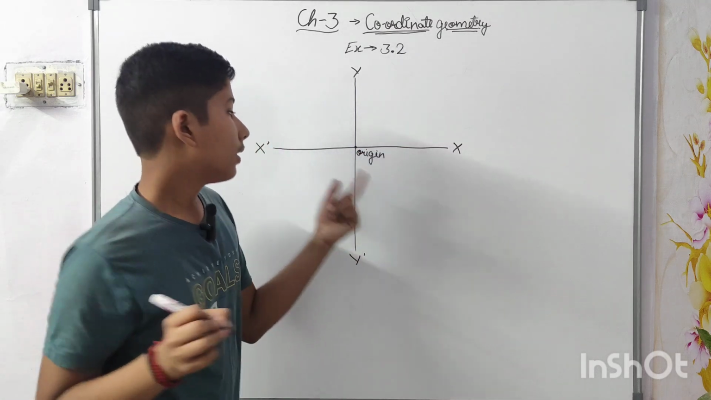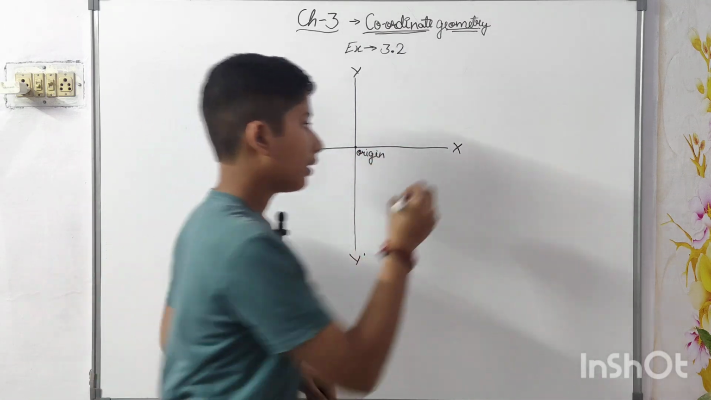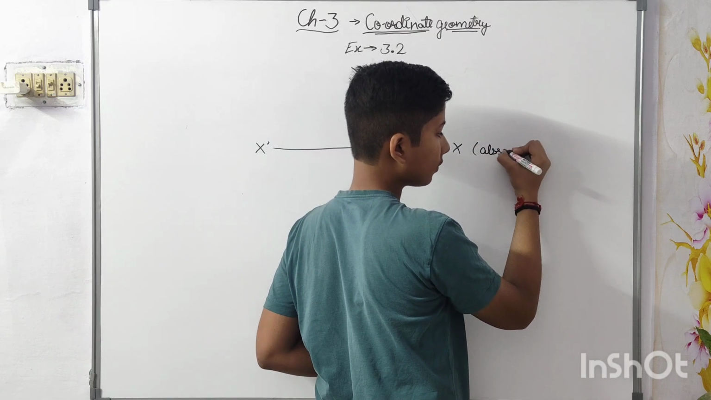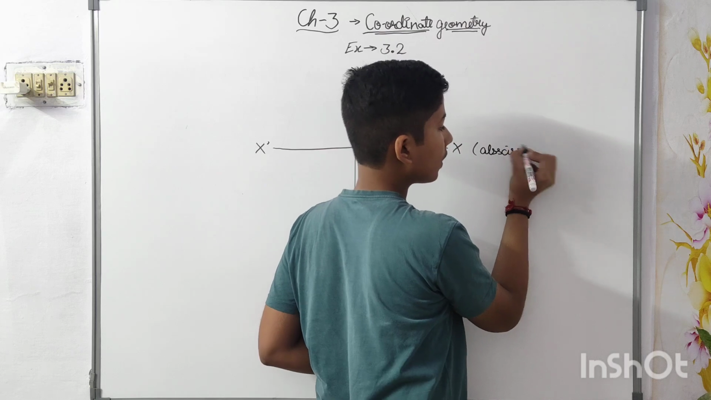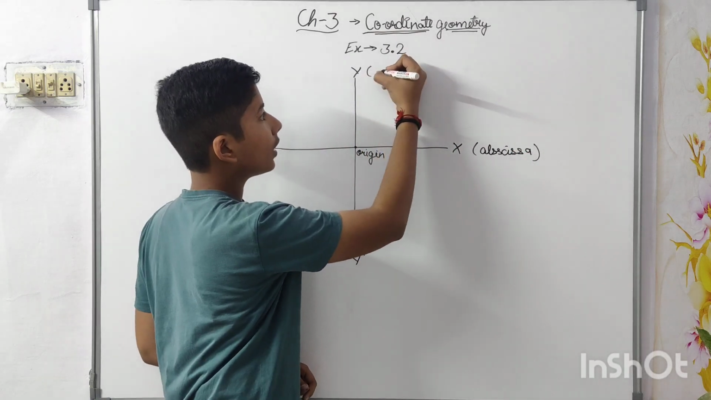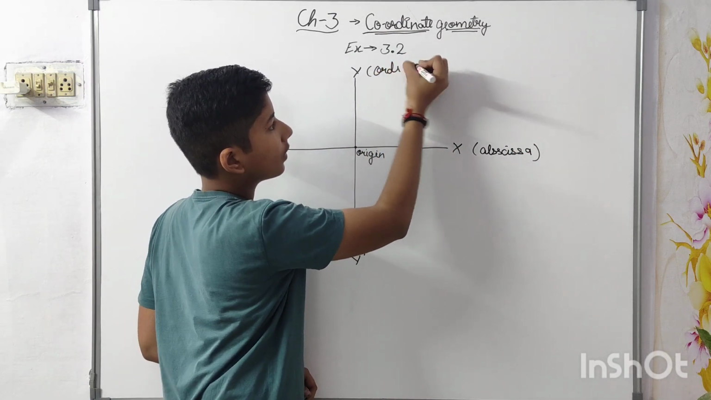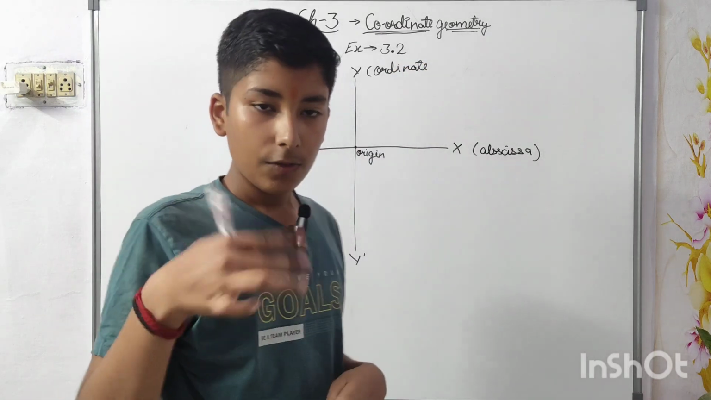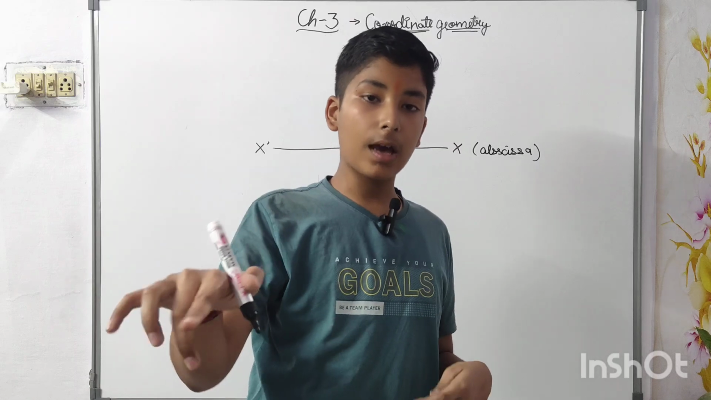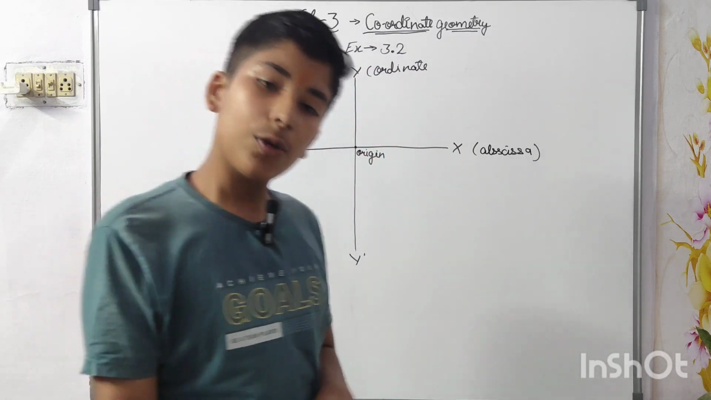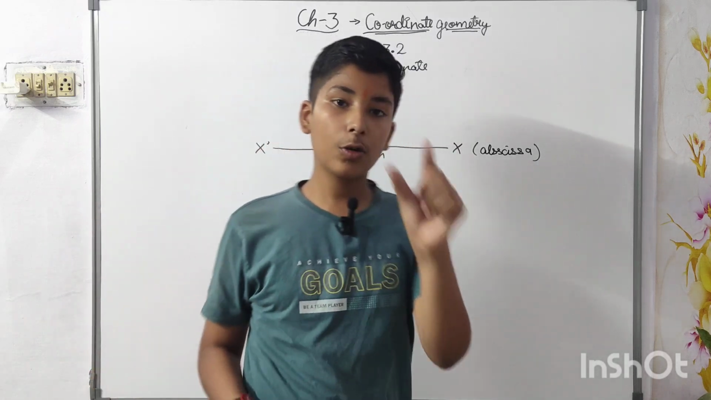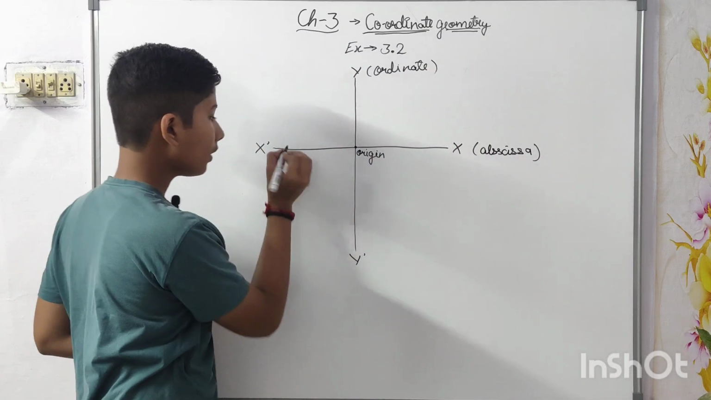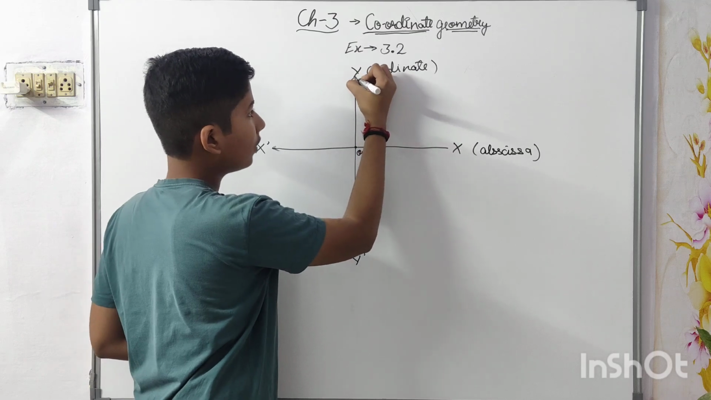This x-axis value is also known as abscissa and y is known as ordinate. See, these two are different things. Coordinate and ordinate are different. Coordinate is the location and ordinate is the y-axis value. Now, here will be an arrow.